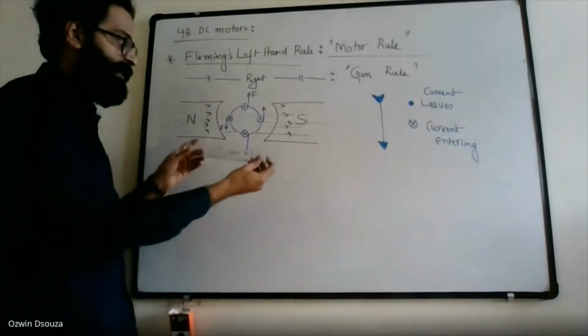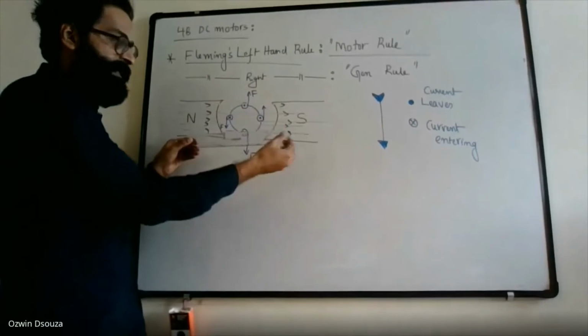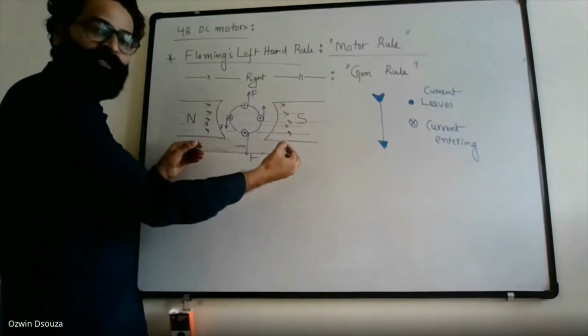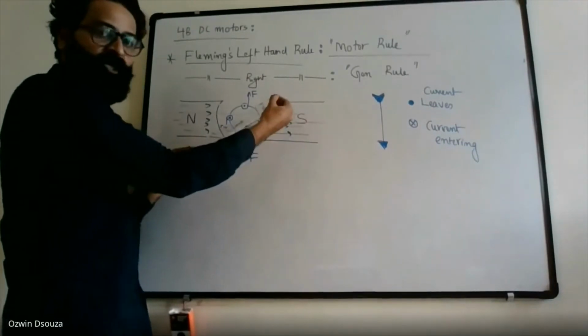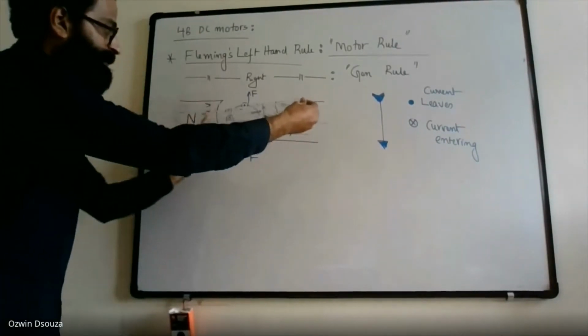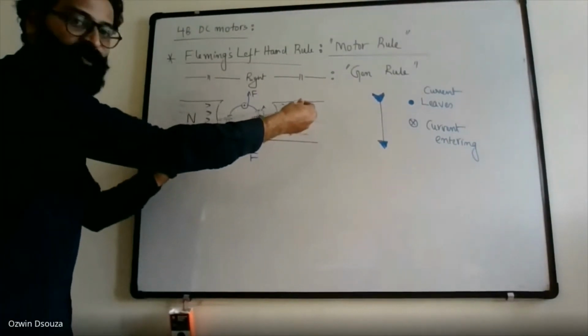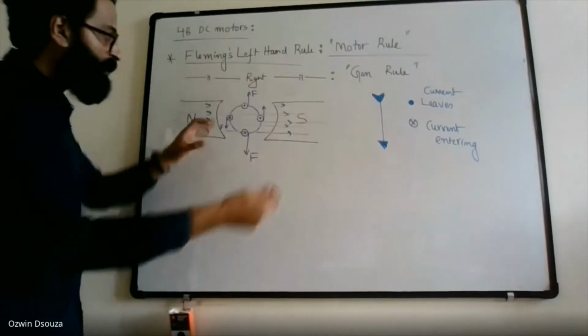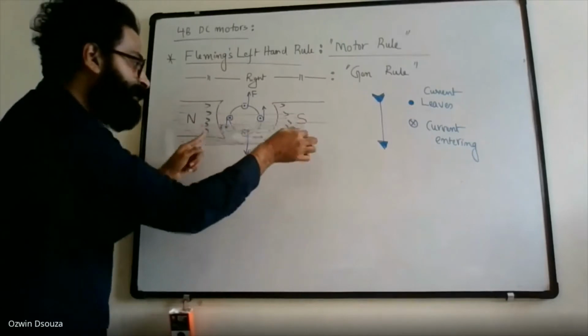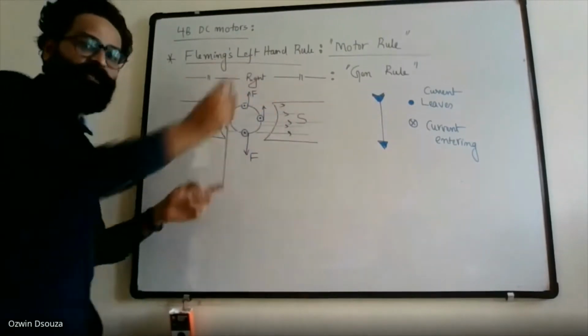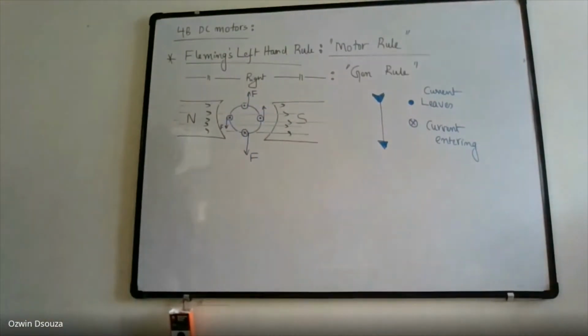You're seeing something like this. On one side, the force is trying to pull this particular object in the upward direction. And on the other side, the force is trying to pull the object in the downward direction. So basically, the group of forces are helping each other in rotating the rotor. So that's how your motor starts rotating.